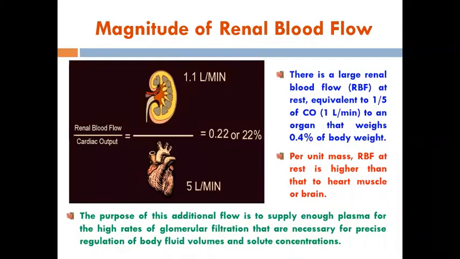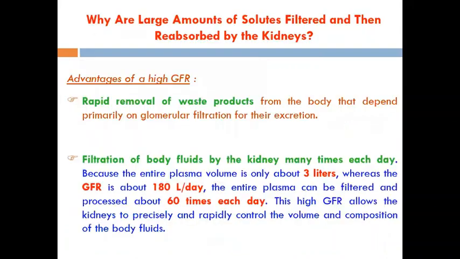So the kidneys are one of the organs that receive more blood as compared to the other organs in the body, be it the brain or what. The kidneys receive a lot of blood for filtration. So the major reason why you have an increase in blood supply to the kidneys is the rapid removal of waste products. There are waste products that need to be removed from the blood, and also filtration of body fluids by the kidneys many times a day.